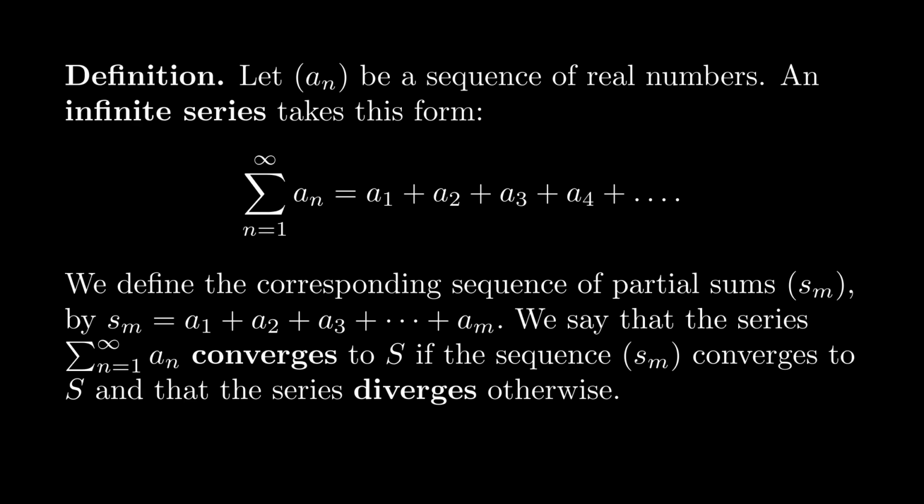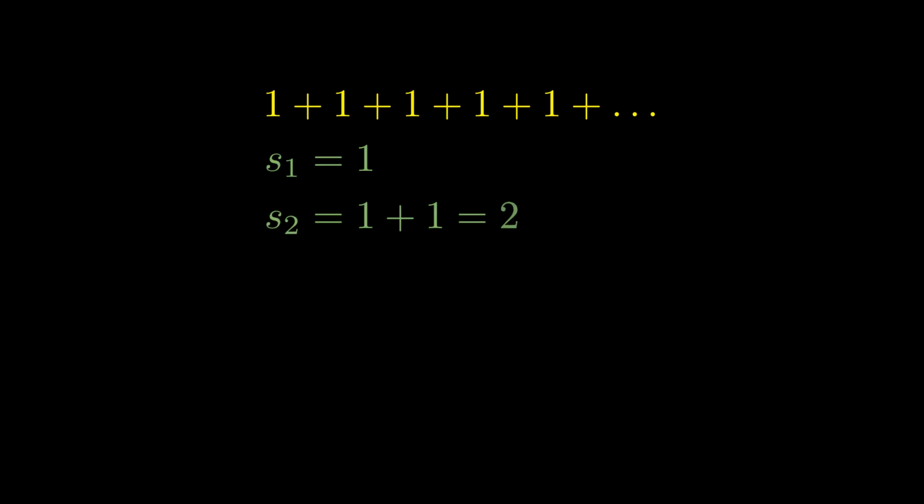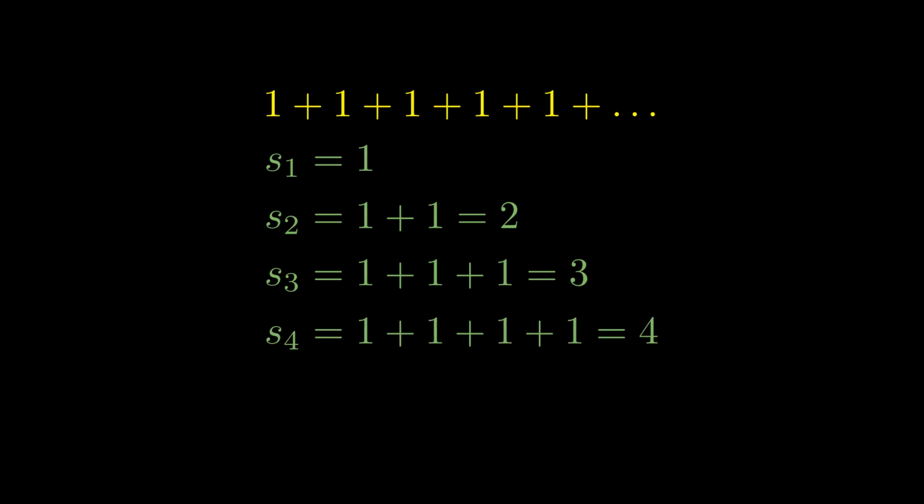Let's consider a few different examples of infinite series and write out the sequences of partial sums. Consider the series 1 plus 1 plus 1 plus 1, etc. The partial sums are 1, 2, 3, 4, etc. And so their sequence increases forever, diverging. And so we'll say that the series diverges.